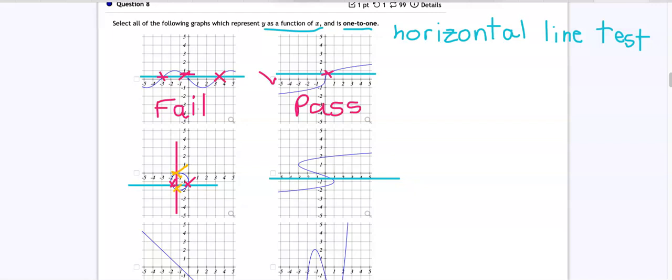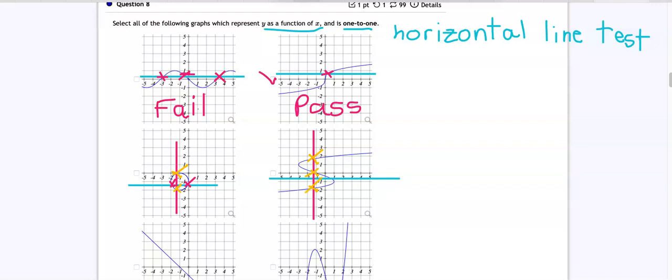If we were to draw a vertical line through this, it's a review from earlier in the semester of the vertical line test. Even though this function passes the horizontal line test, because it fails the vertical line test, I can't keep this one either. I can't select this one because we have a fail. And so this one fails the vertical line test.